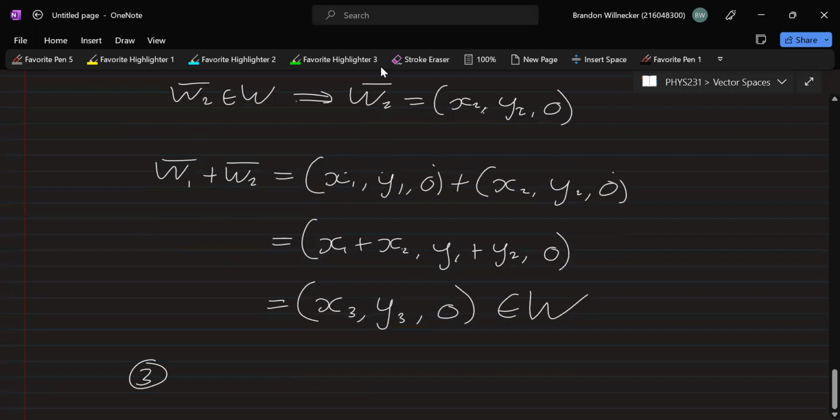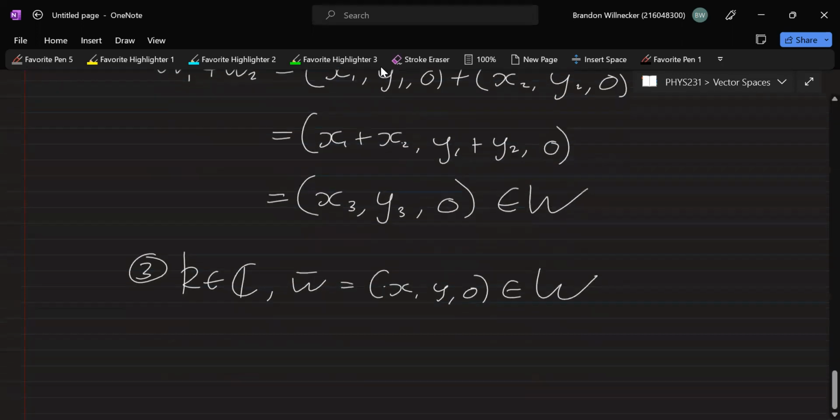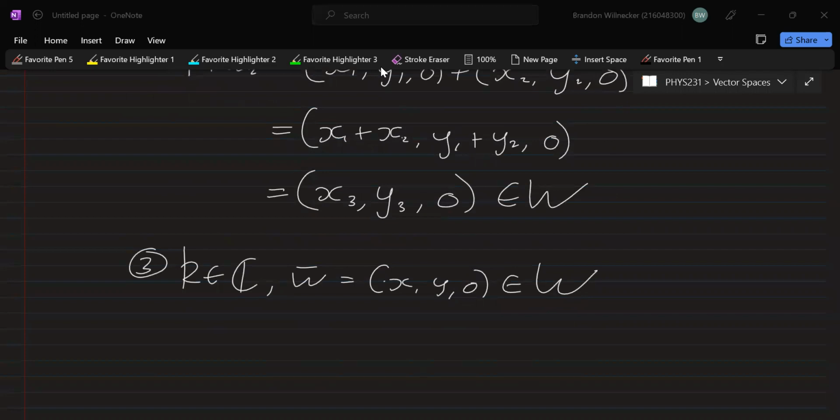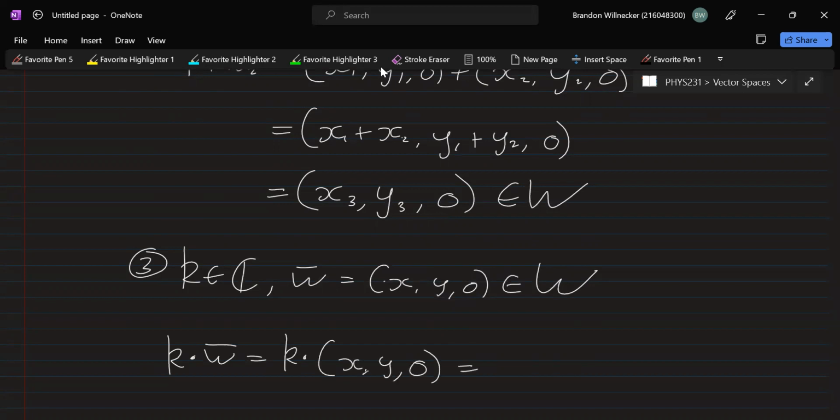Okay, number 3, let's show that it is closed under scalar multiplication. So we choose some K from the complex numbers. We choose some W to be X, Y, 0. This is from W. And we just check, is the scalar multiplied version in W as well? So K times W is going to be K times X, Y, 0. And this is Kx, Ky, and then K times 0, that's just 0.